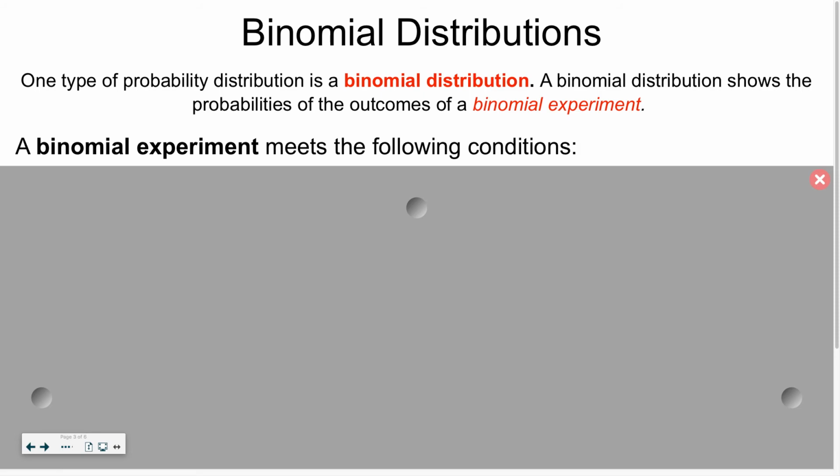Another type of distribution besides uniform and symmetric is called a binomial distribution. And I think, again, you might have some fill in the blanks here.